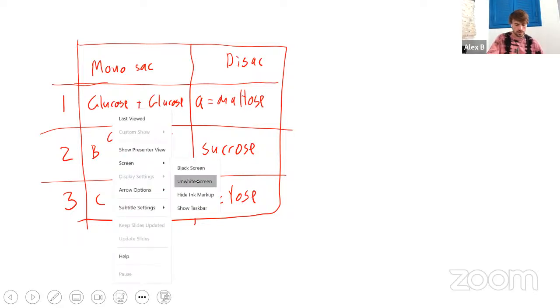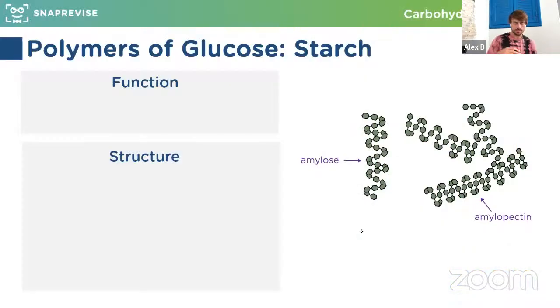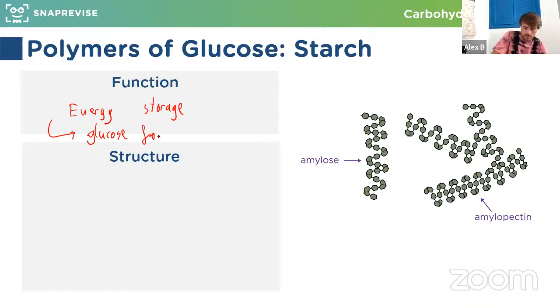So let's go back to this and let's look at the polysaccharides. We said the function of starch is energy storage, and this is used to store glucose, mostly for aerobic respiration.